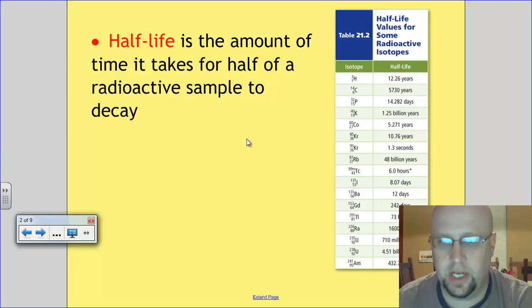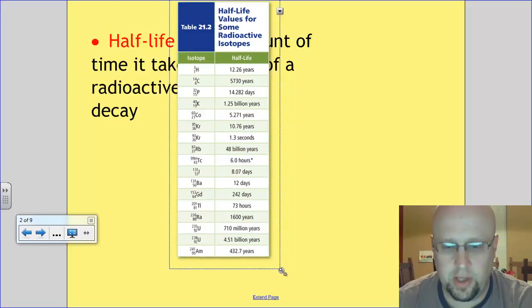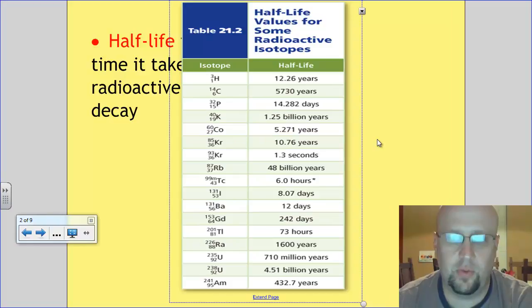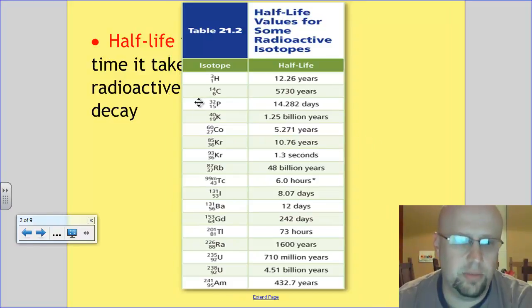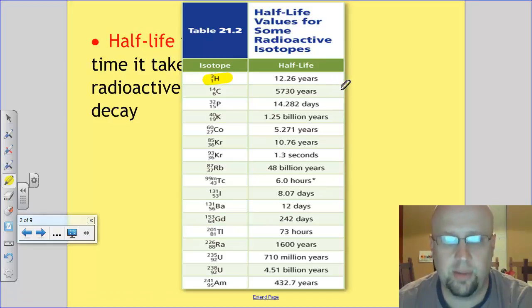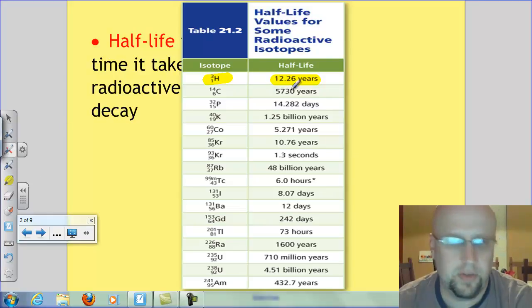And it's kind of hard for you guys to see this chart, so let me see if I can blow this up just a little bit. This is a chart from one of the textbooks that talks about some half-life values for certain isotopes. If you look at just a couple of these, this is tritium, hydrogen. We're going to come back to that a little bit later. It's got a half-life of 12.26 years. So what that means is if we had, say, a 100-gram sample, in 12.26 years that 100-gram sample would turn into a 50-gram sample.